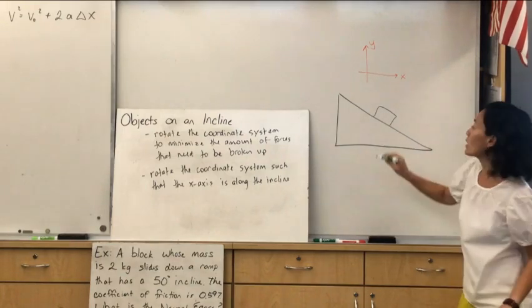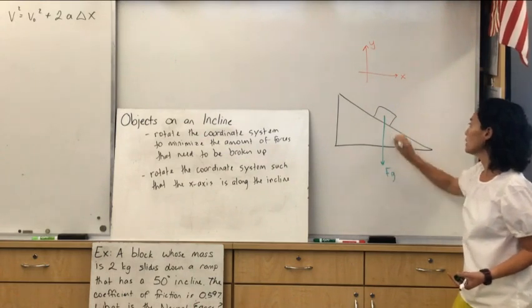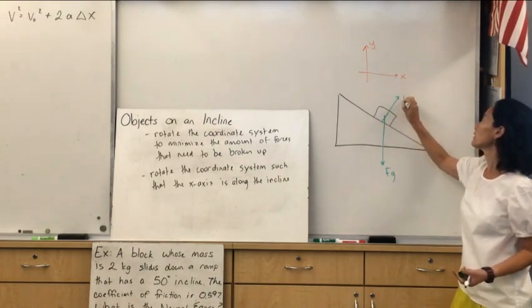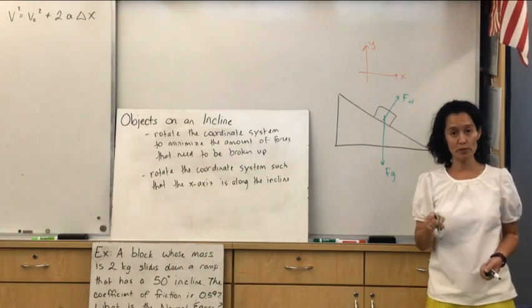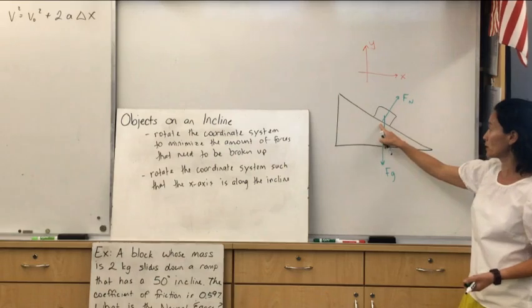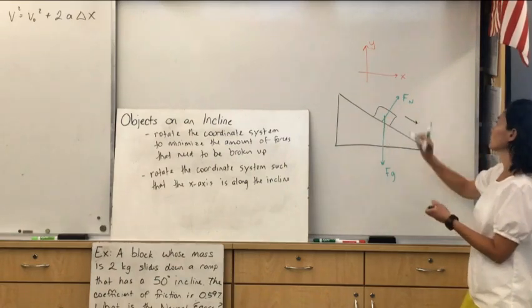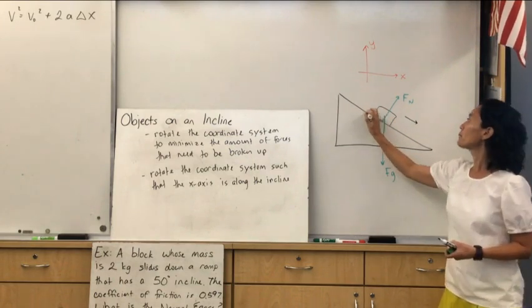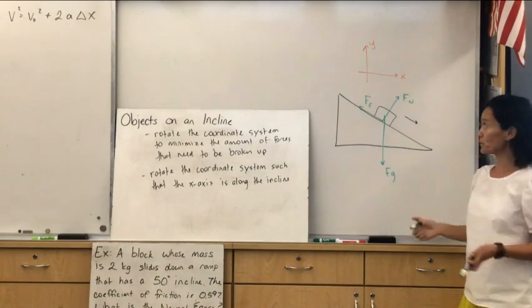So we always start with our weight vector. So here's our Fg, goes straight down. We have Fn. Fn is the normal force from the surface. It has to be perpendicular to the surface, so there it is, perpendicular. And then we have Ff. Let's say it's moving this way. Ff will be going up the incline because the force of friction is opposed to the motion.